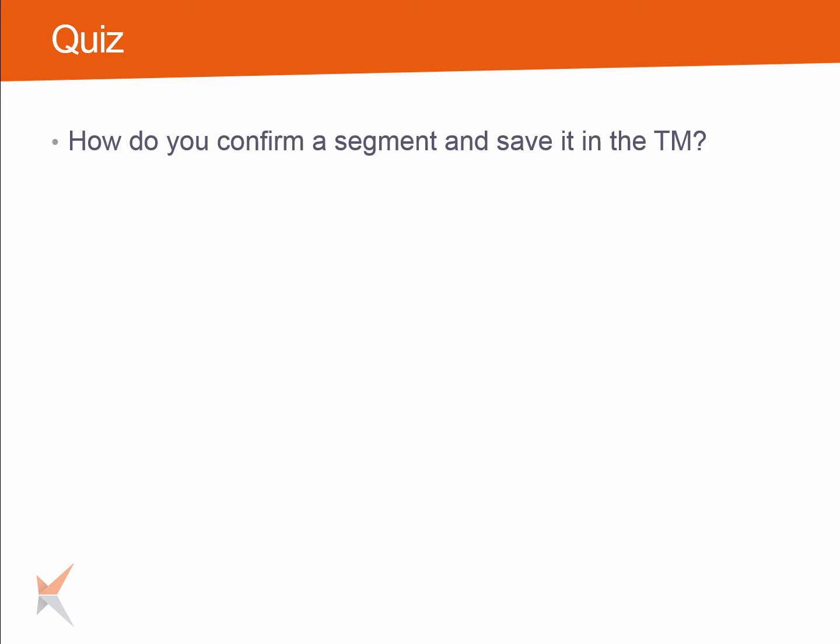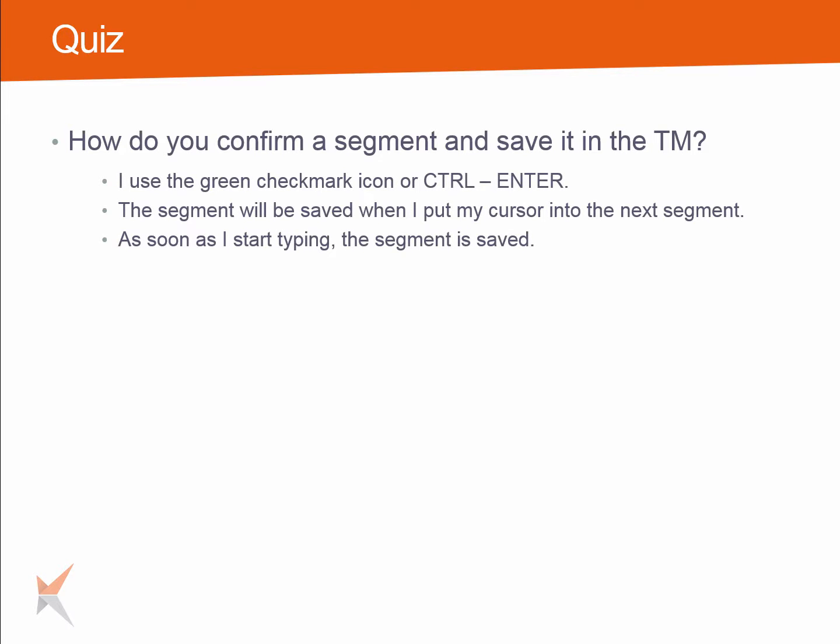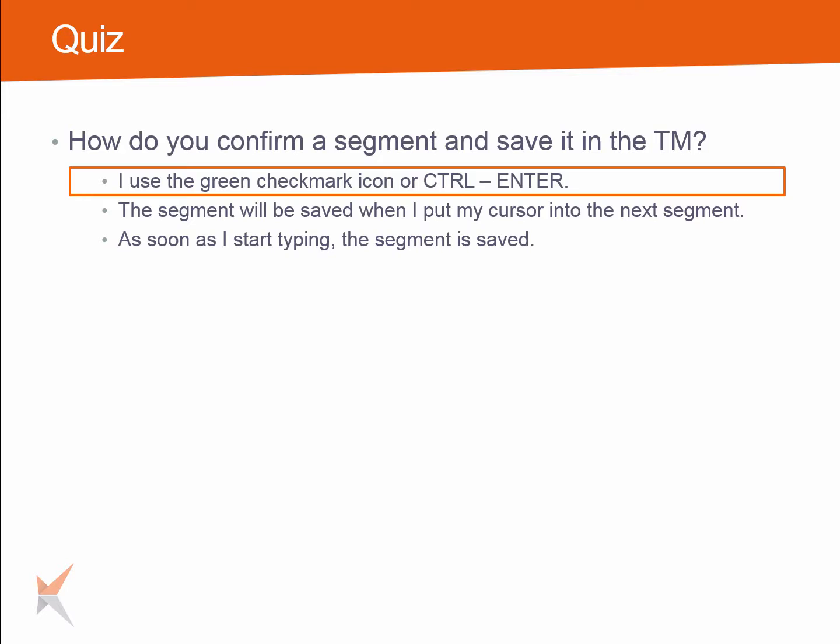And here comes the quiz. First question. How do you confirm a segment and save it to the translation memory? The possible answers are: I use the green checkmark icon or Ctrl-Enter. The segment will be saved when I put my cursor into the next segment, or as soon as I start typing, the segment is saved. The correct answer is: I use the green checkmark icon or Ctrl-Enter. You could also use the context menu with a right-click on the segment.